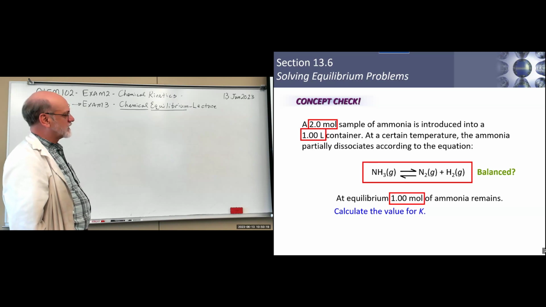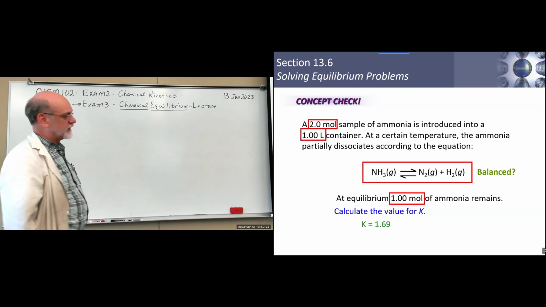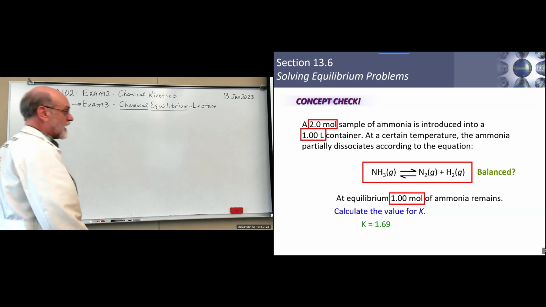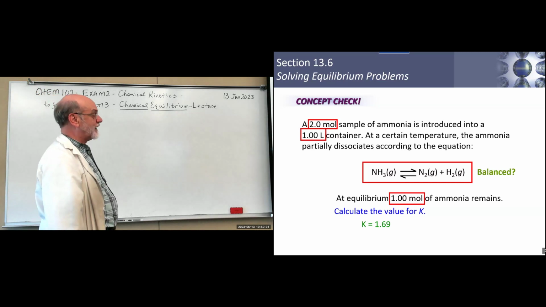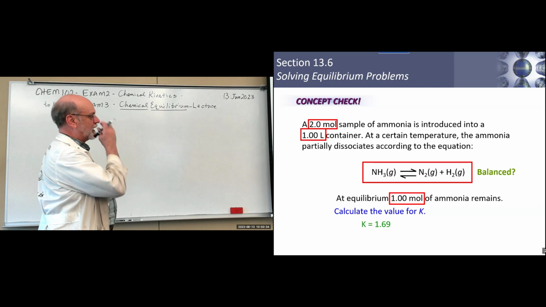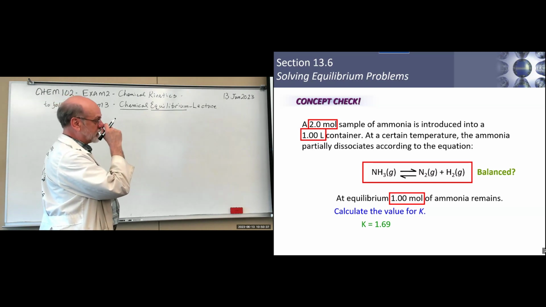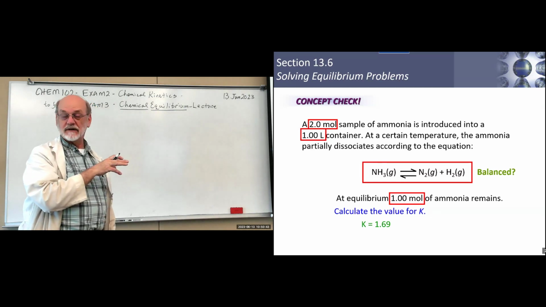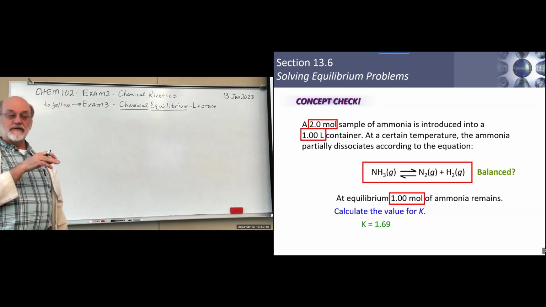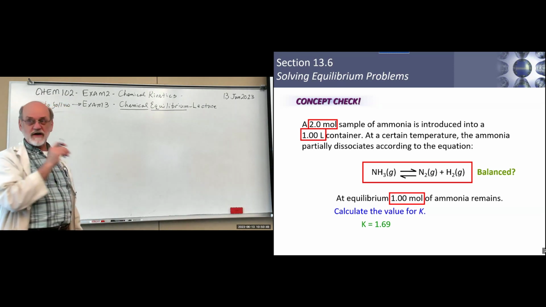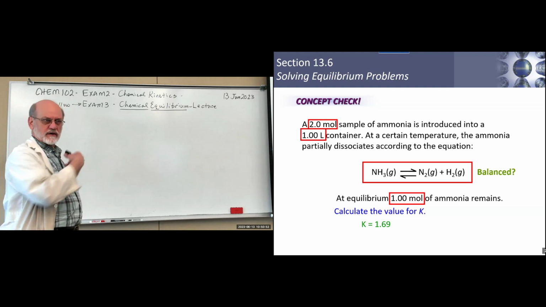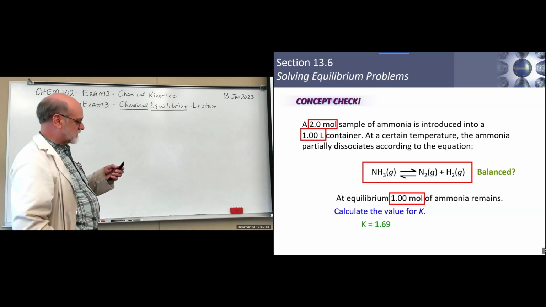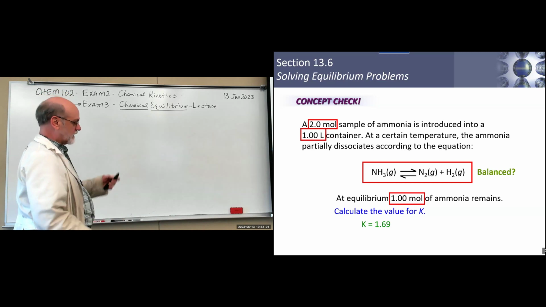And let's see, on the next slide. Oh, it didn't do it. All right, so if I had time, I'd work that one out for you. But you set up your ICE table with what you know and what you don't know and pick your X. Actually, this one should be fairly easy because it tells you at equilibrium you have 1 mole of ammonia remaining. It's like that very first problem we did. If it gives you a value for one of those and you have a balanced equation, you should be able to calculate the others based upon the stoichiometry. So K equals 1.69 in this case. I'm going to have to leave it there.